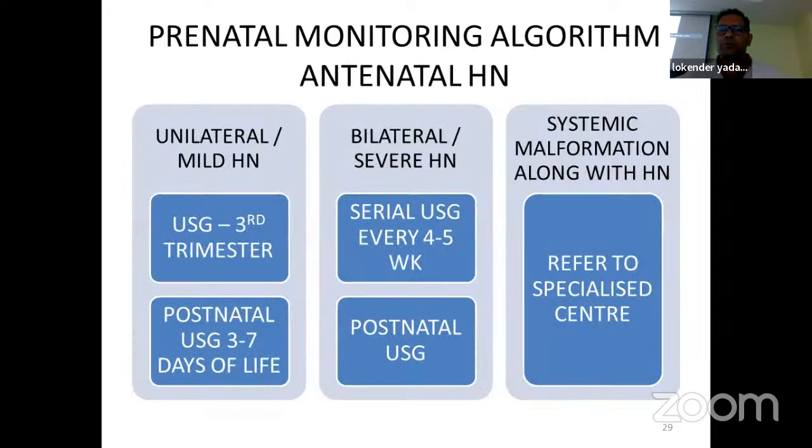In the algorithm for prenatal management, for unilateral or mild hydronephrosis, the USG is done in the third trimester, and a postnatal USG is advised at 3 to 7 days of life. In bilateral severe hydronephrosis or unilateral hydronephrosis, serial USG is advised every 4 to 5 weeks, followed by a postnatal USG at 48 hours after delivery. And when there is a systemic malformation along with hydronephrosis, the child is referred to a specialized center.